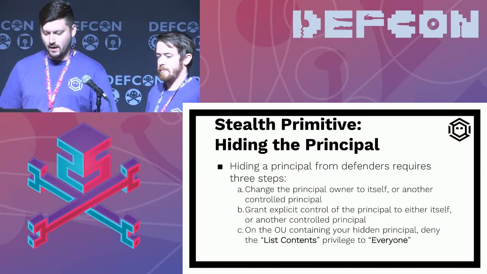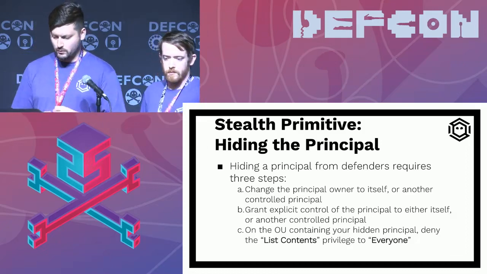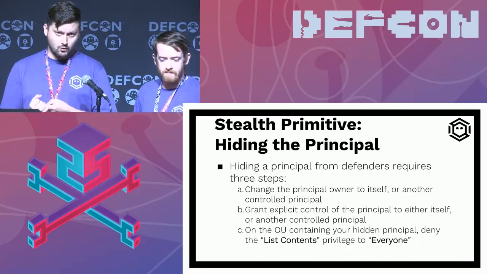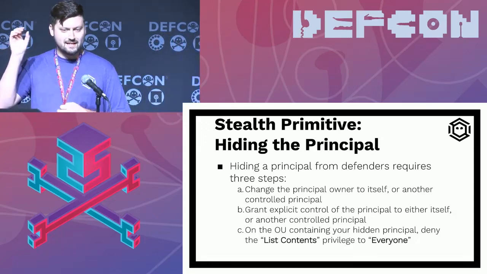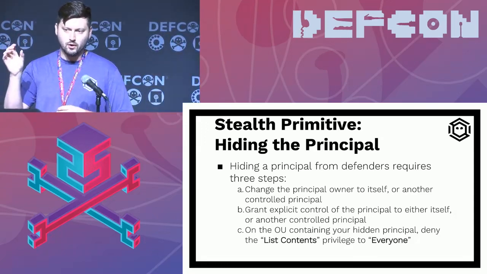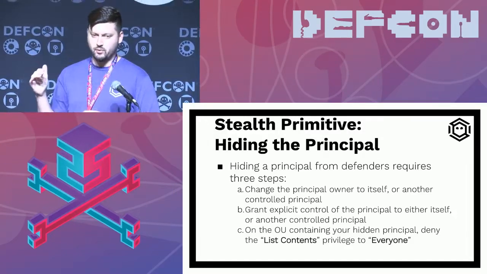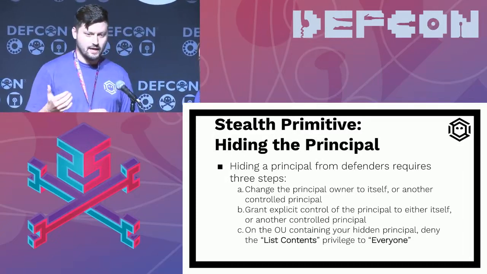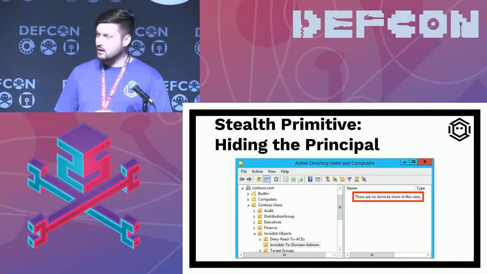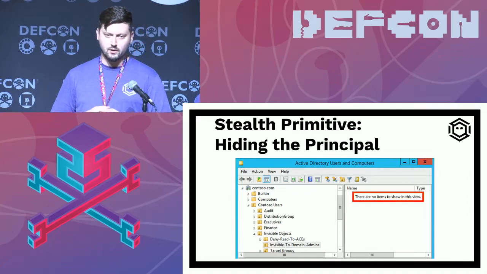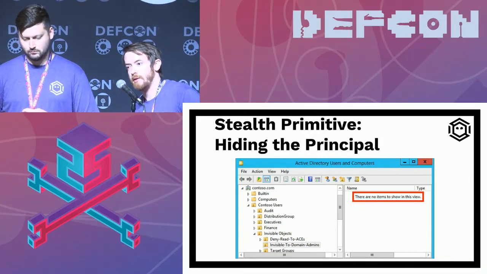And this requires 3 steps. First of all, I need to change the object owner because owners also always have full control. Then I'll grant explicit control either to the object itself or another object that I control. And then on the OU that contains this user or group or computer or whatever it is that I'm backdooring, I'm going to say that everyone is denied the list contents privilege. Then when they try to look up that user in ADUC or by LDAP or with a net executable, they can't see it. Here's what that looks like in ADUC. I assure you there is a user in this OU. You cannot see it. And these stealth primitives we're going to factor into some of the case study demos at the end of the presentation.